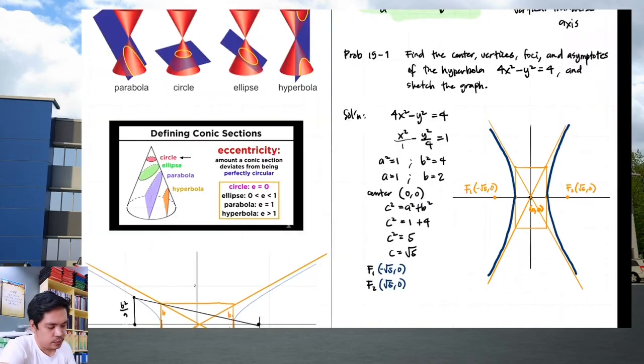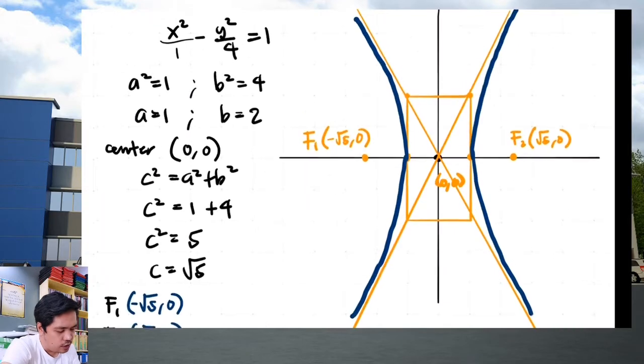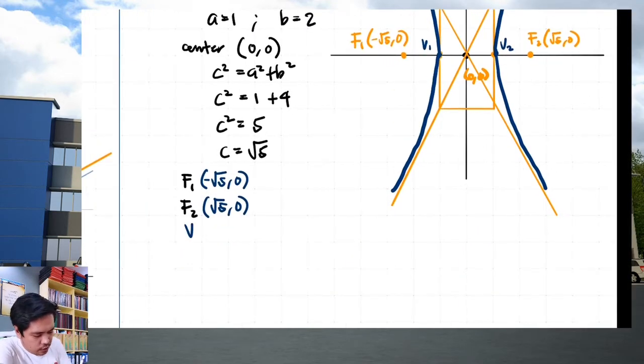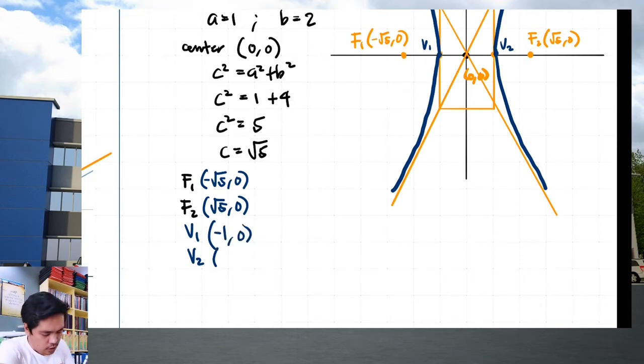Okay. So we have the center, and we have the vertices. For the vertices, of course, it's simple. So let's call this V1 and V2. I placed them here. So for our vertices, V1 and V2, of course, V1 is located here. So that's 1 unit to the left, so negative 1, 0, and our V2 is to the right, so positive 1, 0.